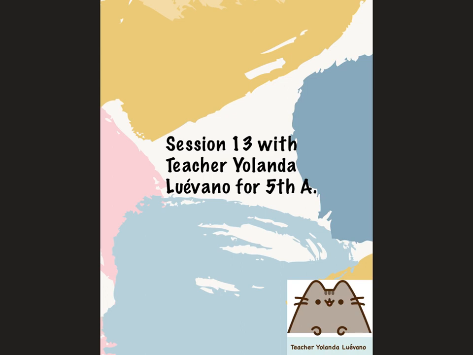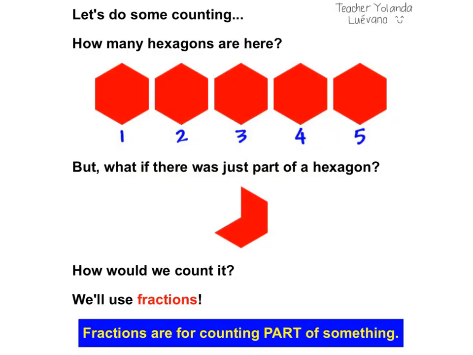For this class, we're going to need our content areas notebook, okay? So please go and get it. Here it says, let's do some counting. How many hexagons are here? So let's do it. This is 1, 2, 3, 4, 5.